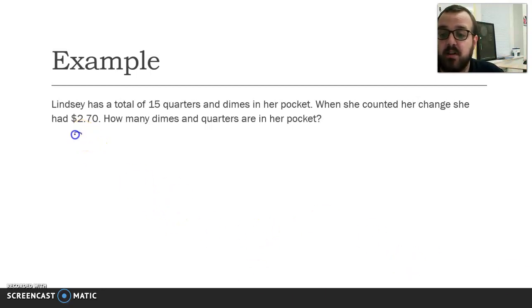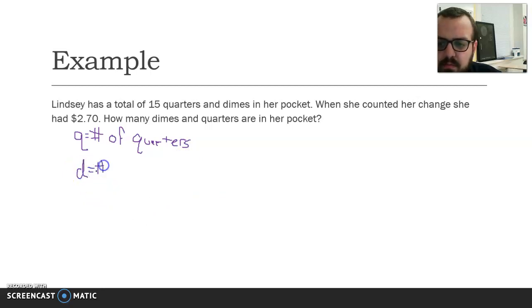In this case, we're going to have 2. We're going to have Q, which is going to be the number of quarters, and then we're going to have D for the number of dimes, okay? So Q for the number of quarters. My mouse is getting stuck there. Okay, number of quarters, and then we're going to have D for the number of dimes.